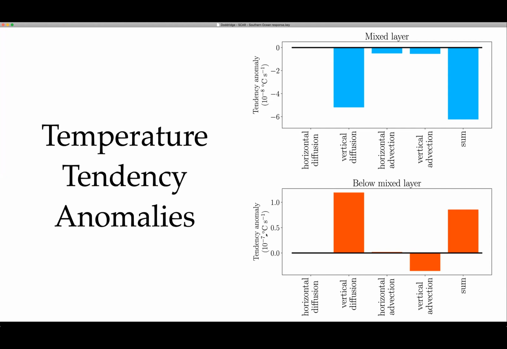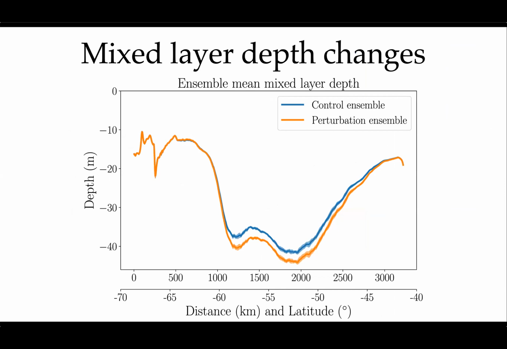Now, the other impact that we would expect from this enhanced diffusion is a deepening of the mixed layer. And that's exactly what we see in the model as well. So this is the control mixed layer depth and the perturbation ensemble mixed layer depth. And they're different. The perturbation is deeper, just as we would expect.